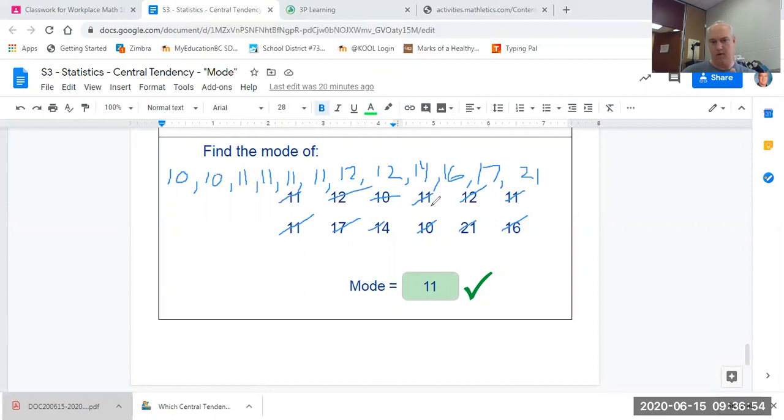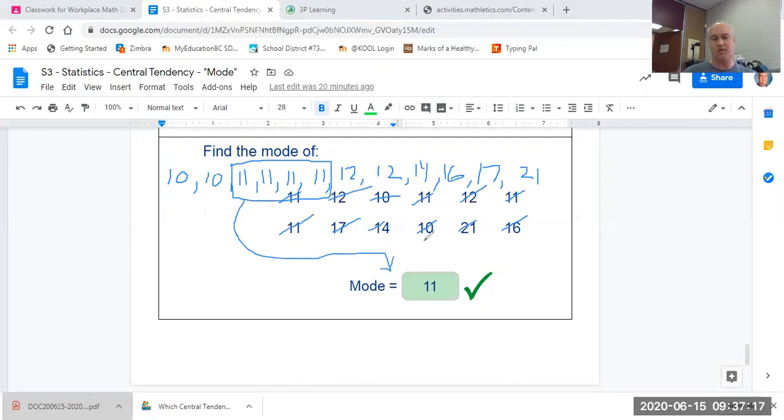So I have 12 numbers here again. I should just count these up. 1, 2, 3, 4, 5, 6, 7, 8, 9, 10, 11, 12. So I have 12 numbers. And hopefully we can now see that there are 4 occurrences of 11, and the next most frequently occurring would be 12 and 10. So the mode here is 11.